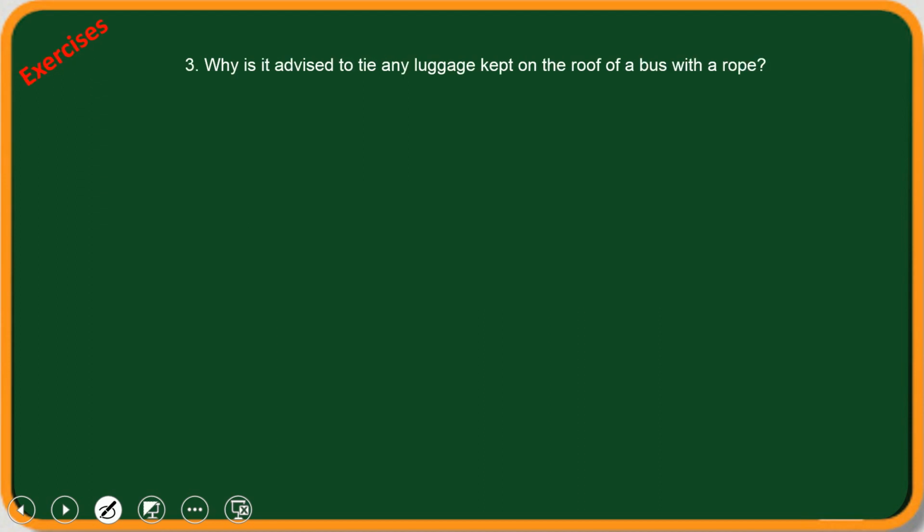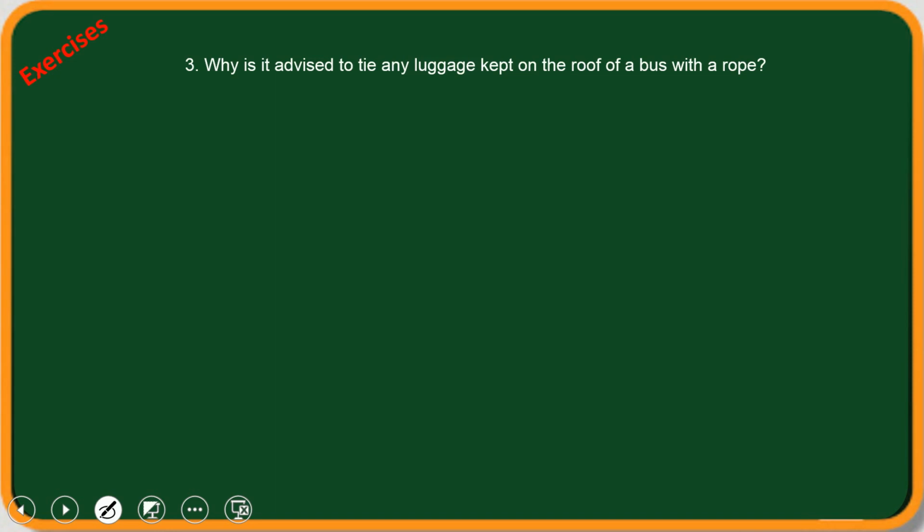Now the third question: why is it advised to tie any luggage kept on the roof of a bus with a rope? This also was explained earlier, and I gave the reason. You know that when a vehicle is in motion, normally a bus may not be moving with a constant velocity. Sometimes the speed will increase, sometimes it will decrease, depending on the acceleration.